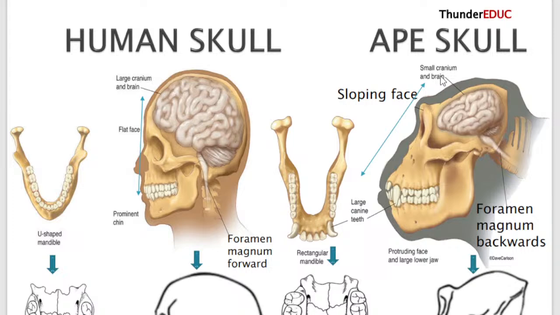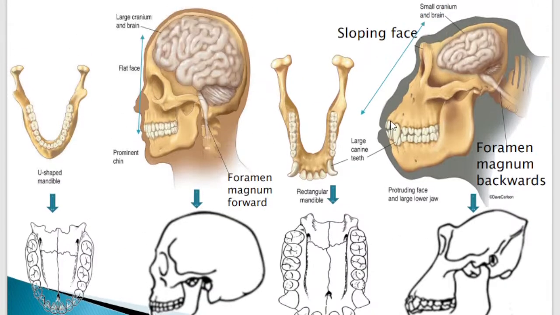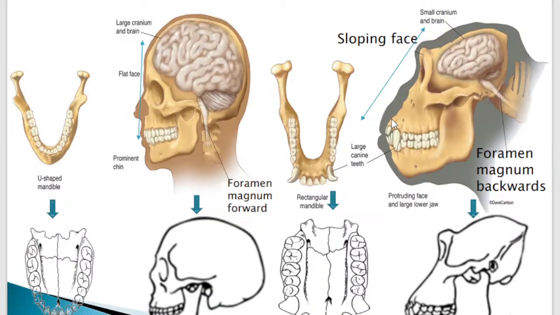Now, when you look at the human skull, this is a human skull. We're saying that it has a sloping face. This one has a flat face. This is a sloping face. Look at these jaws. This is how we set it in exam. So now let me show you what happens.